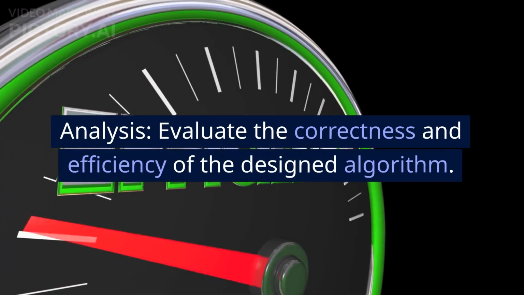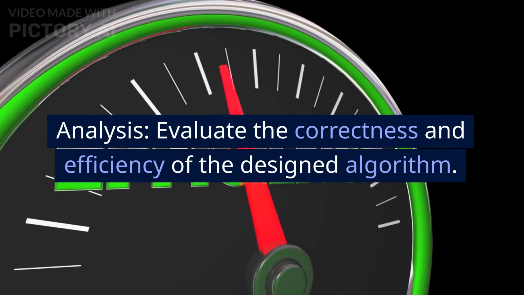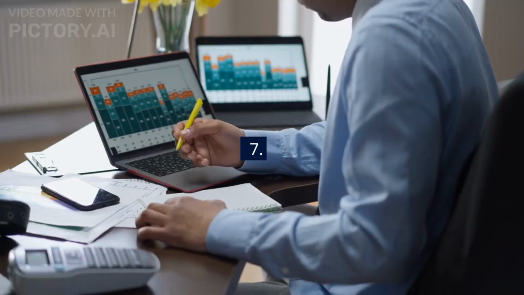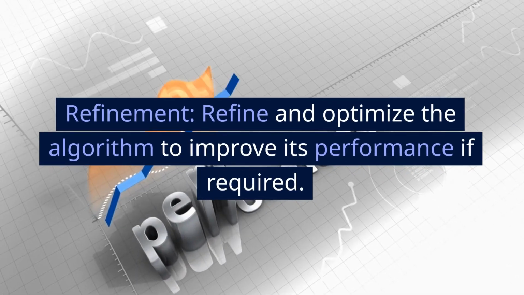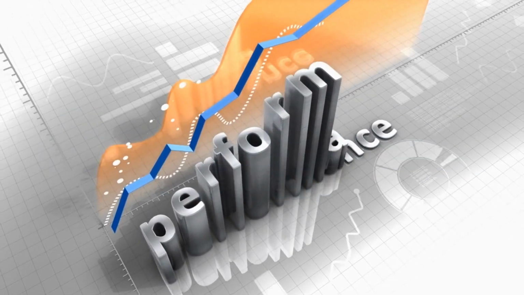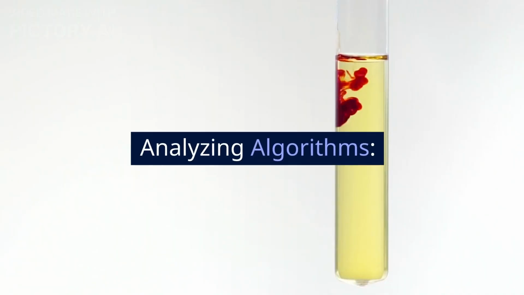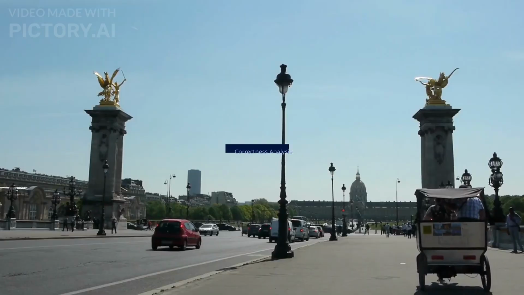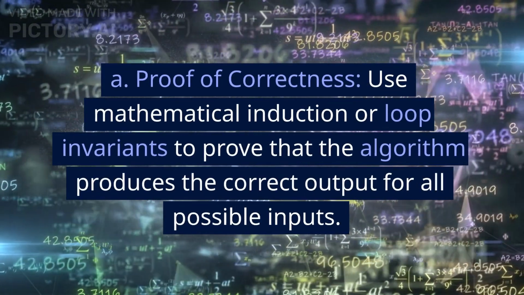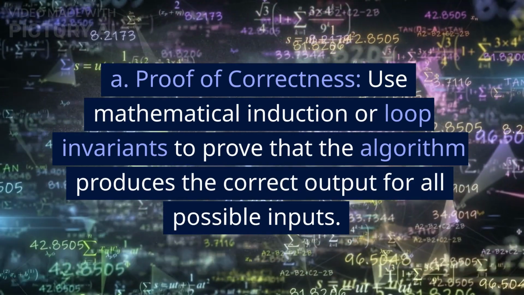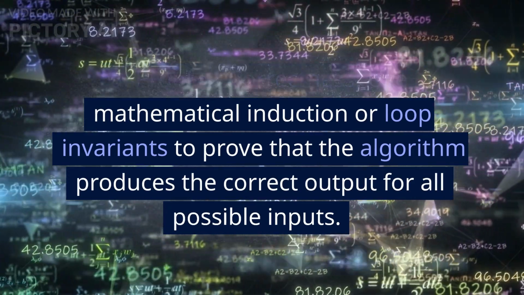6. Analysis. Evaluate the correctness and efficiency of the designed algorithm. 7. Refinement. Refine and optimize the algorithm to improve its performance if required. 3. Analyzing algorithms. 1. Correctness analysis. A. Proof of correctness. Use mathematical induction or loop invariance to prove that the algorithm produces the correct output for all possible inputs.